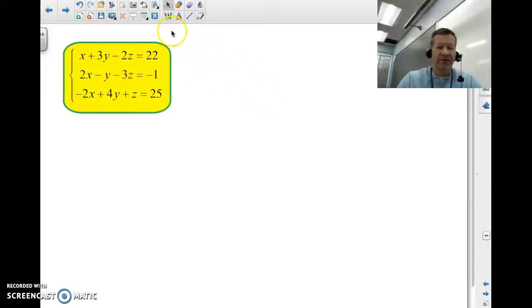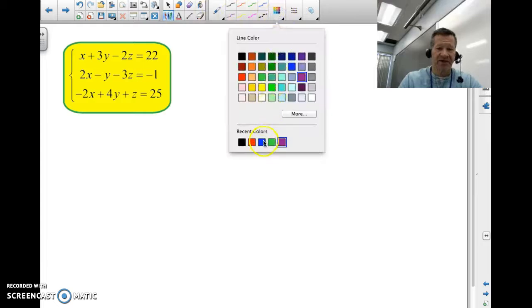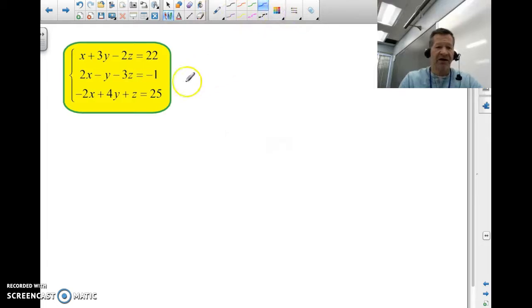Let's continue with systems of three equations. We're going to do one more just kind of generic problem here, and then we're going to do an application. So in this one, we have our system of equations, and I need to eliminate a variable. This time, here I see a positive 2x and a negative 2x.